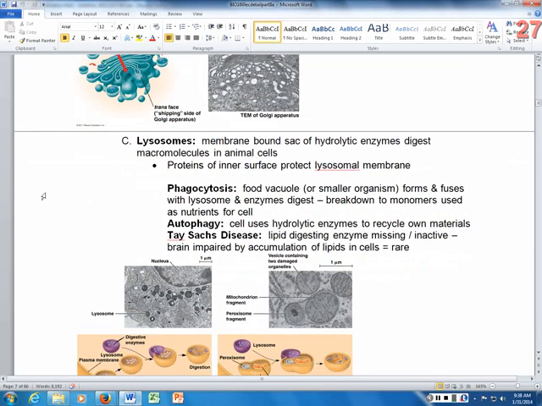So lysosomes, these are membrane-bound sacs. A lot of times they're going to have hydrolytic enzymes in there that will help to digest other macromolecules. So lyse means to split something open. That's what these enzymes are going to do.